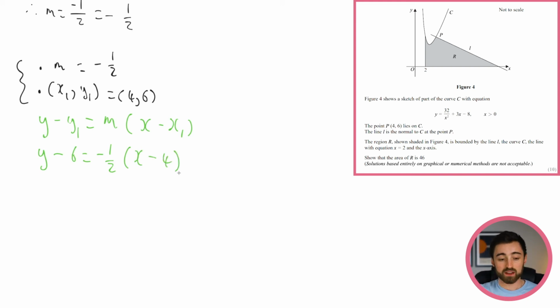Sick. Okay. Now, yes, I can simplify, but the only real reason I want this is because I want to find out where it hits the x-axis. So why don't I just straight away set y equals 0 and see what happens. So y equals 0 would get me the following.